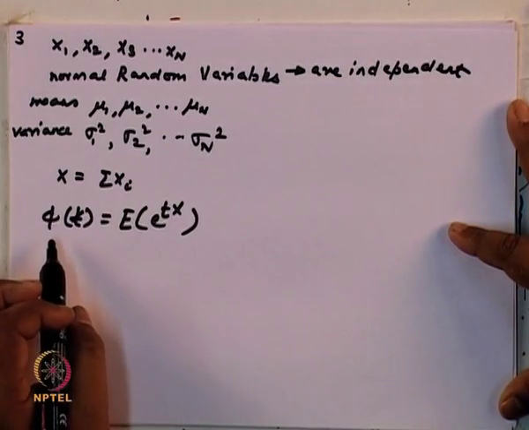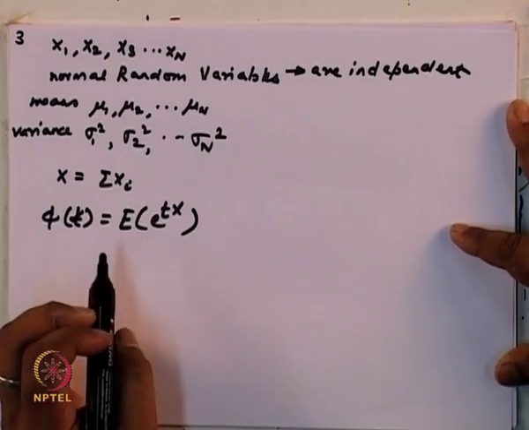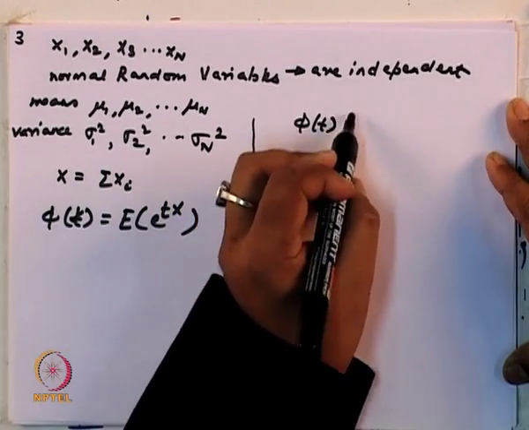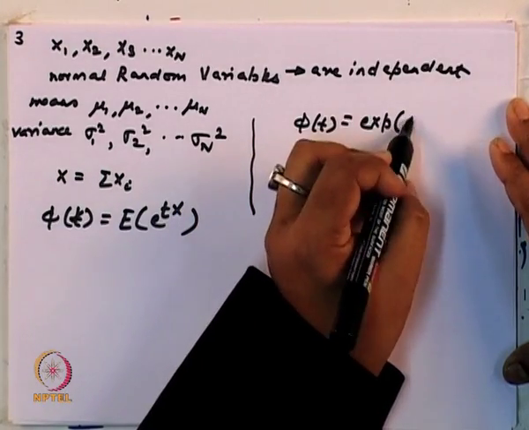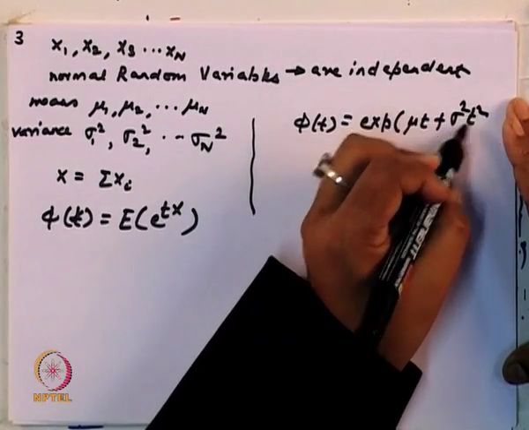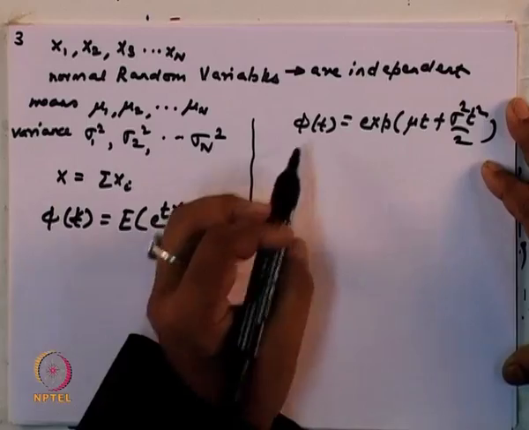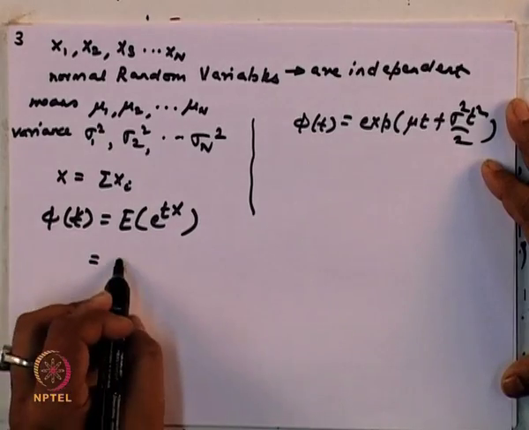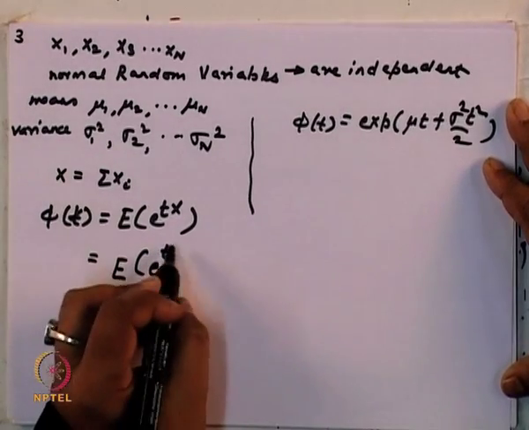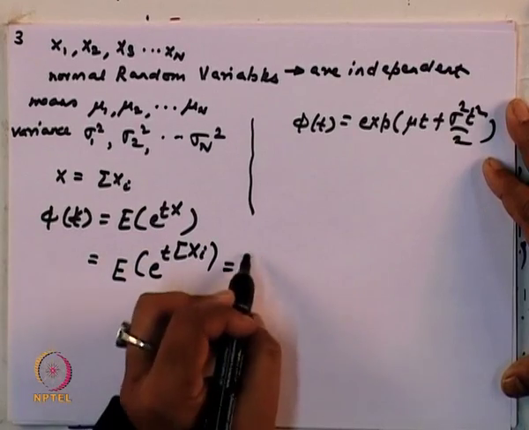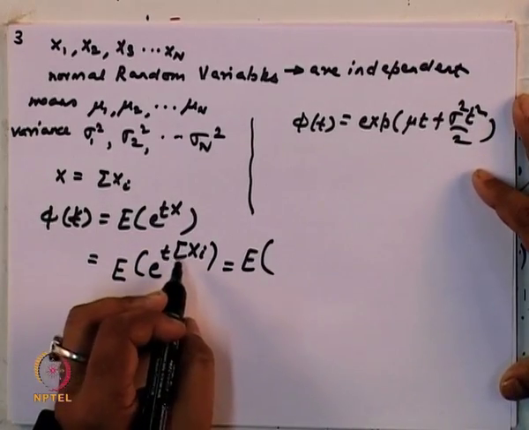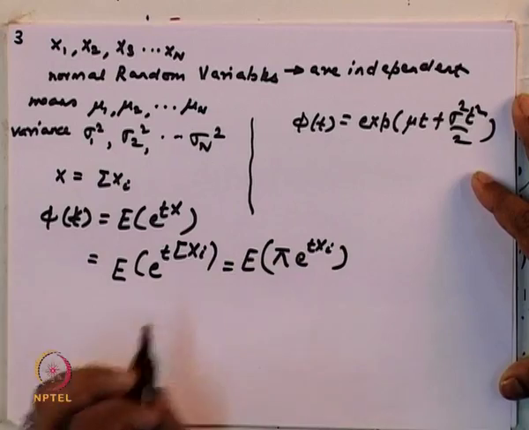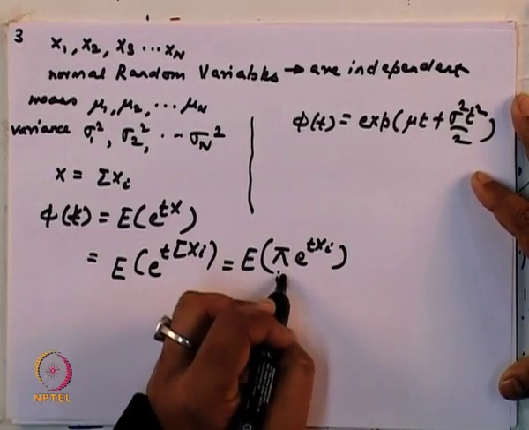So your moment generating function becomes phi of t equal to the expectation of e to the power t x. In last class we had derived that the moment generating function gives you the expression exponential of mu t plus sigma square t square by 2. This is for a single variable. For the case where x is the summation of xi, I can write it as e to the power t summation of xi, and this can be written as the expectation of the product of e to the power t xi, where the product is over xi, i equal to 1 to n.